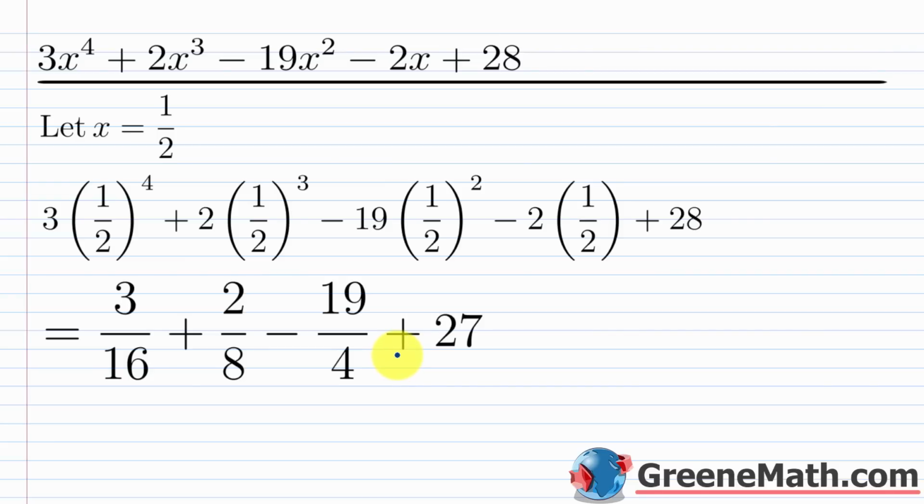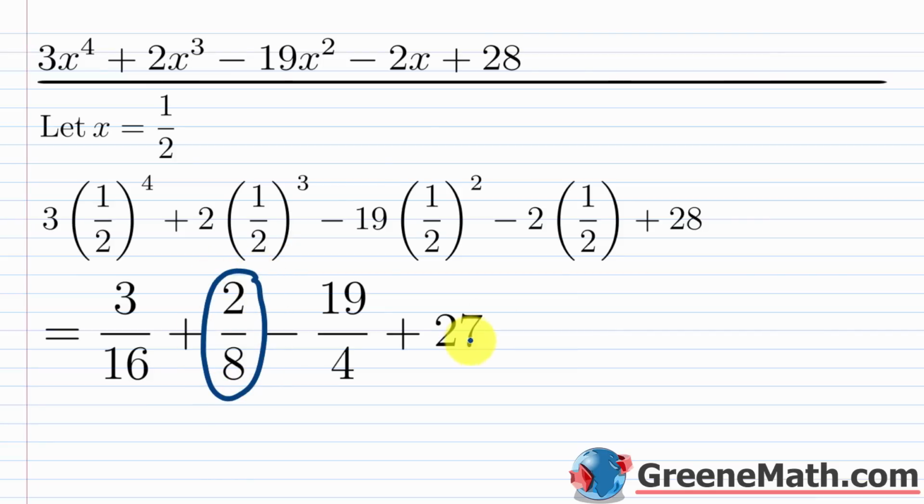If you want to use an online calculator like Mathway or something like that, that's fine in this circumstance because it's just so tedious. Go ahead and just plug this in. You're going to end up with 3 over 16 plus 2 over 8 minus 19 over 4 plus 27. I did not simplify this one right here, and the reason is because we're going to have to get a common denominator.